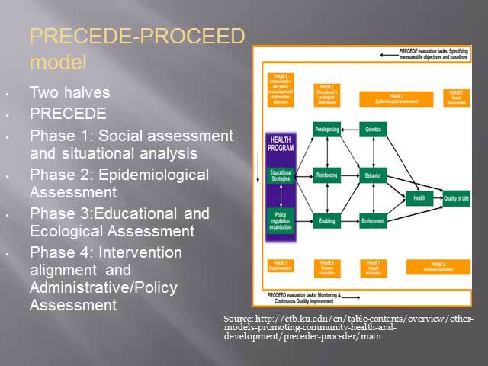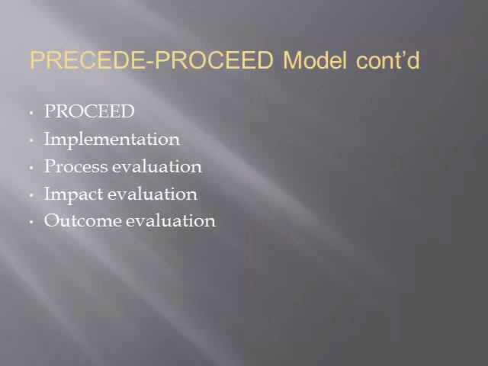Administrative/policy assessment is meant to assess if the resources the health educator has presently are adequate to go through with the program and to make adjustments if necessary. The second half of the model, Proceed, which stands for Policy, Regulatory, and Organizational Constructs in Education and Environmental Development, deals with the actual proceedings of the program as the name implies. Implementation refers to the undertaking of the program and usage of the strategies drafted in Phase 4.